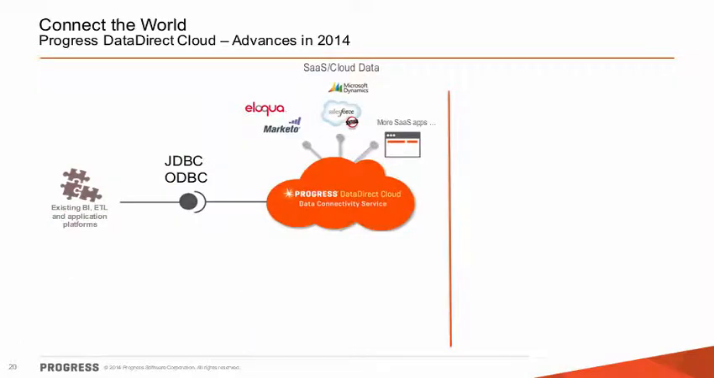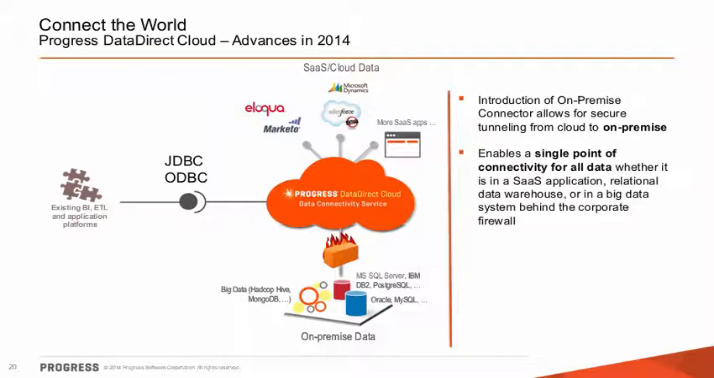So to tell you a little bit more about where we're going with DataDirect Cloud, starting in 2013, we released DataDirect Cloud, and we're really focused on connecting existing BI, ETL application platforms through JDBC and ODBC, largely to a variety of SaaS applications. We've evolved from there, so advances in 14, we've really added this capability, which allows us to connect not only through to SaaS applications, but also back to on-premise data. So through that one cloud service, using our on-premise connector, you can also tunnel from cloud back to on-premise through firewalls without any significant IT setup.